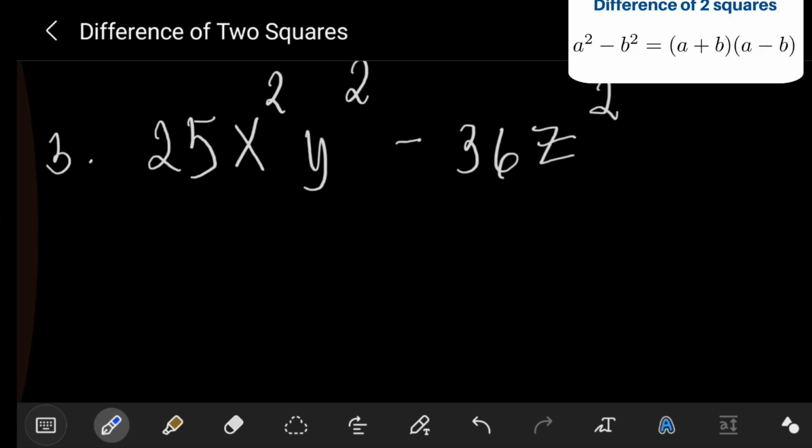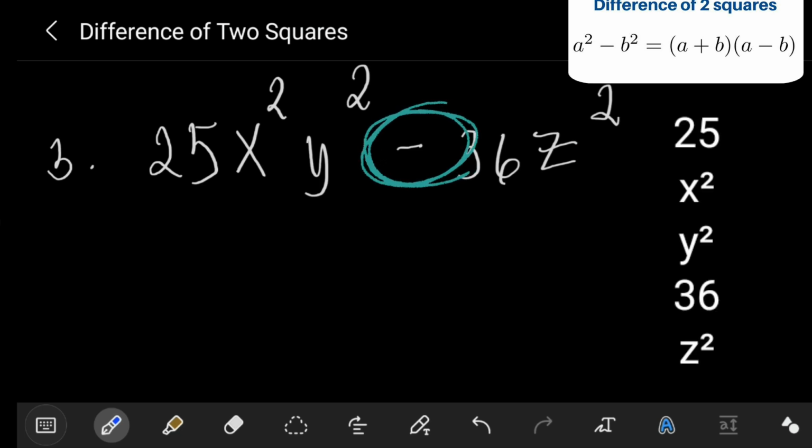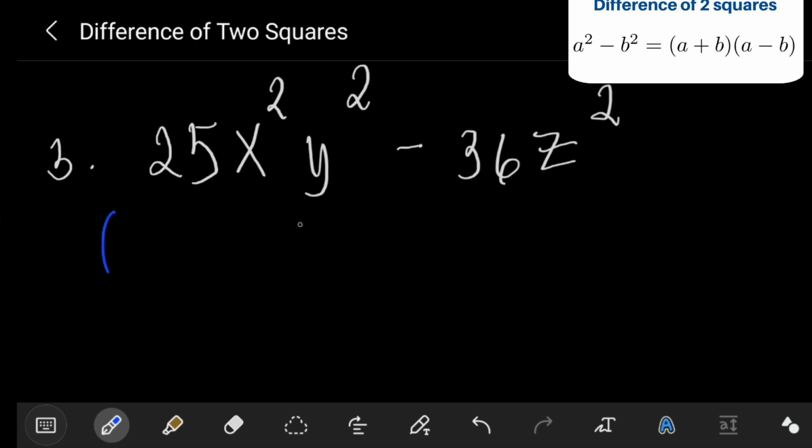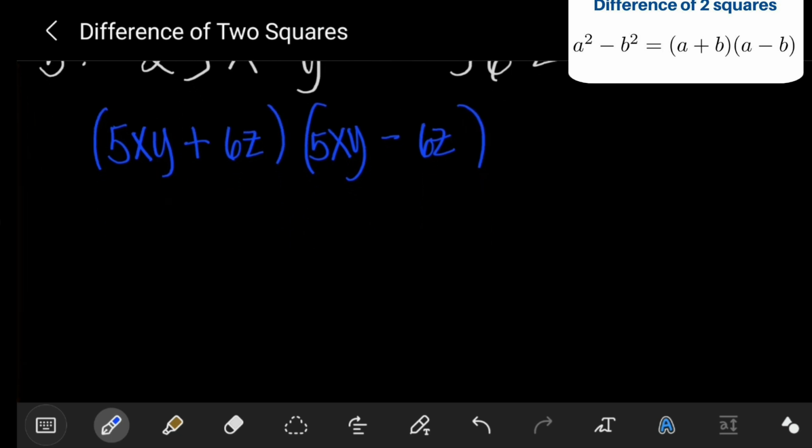Ngayon, number 3 na tayo. Dapat mas mabilis na natin na-check kung difference of two squares siya. Halimbawa, ito number 3: 25x squared y squared minus 36z squared. Talagang lahat yan ay pasok dun sa rules natin. So, kunin na natin, syempre, 2 parentheses. Square root of 25 is 5. Square root of x squared is x. Square root of y squared is y. Ganon din sa kabila. And then, square root of 36 is 6. Square root of z squared is z. Then, yung isa is plus, yung isa is minus. O, diba? Mga kamatik. Sana natututunan nyo siya.